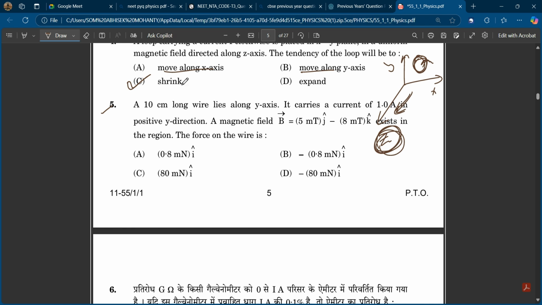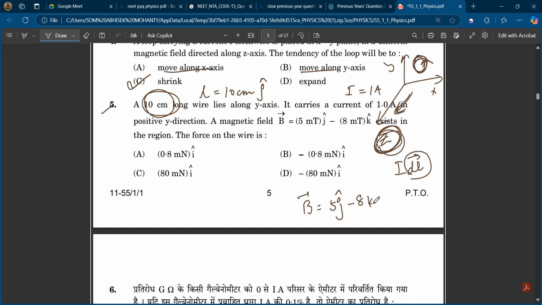See, 10 centimeter long wire. So L is 10 centimeter. Carries the current of 1 ampere. So I is 1 ampere in positive y direction. So we can say L is in the positive y direction, that's j cap. This is a current element, taken as ideal. Current doesn't have any vector sign, so our dl is the vector quantity, and the direction of current will be taken as the direction of the dl vector. J vector. Magnetic field B is given as 5 j cap minus 8 k cap, in millitesla.